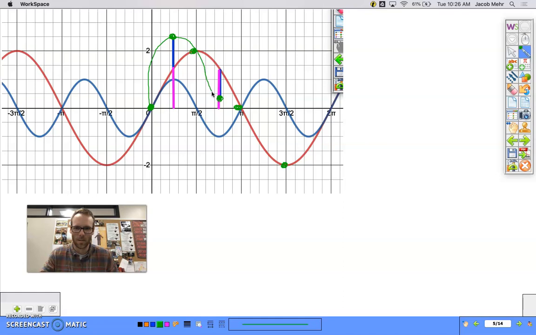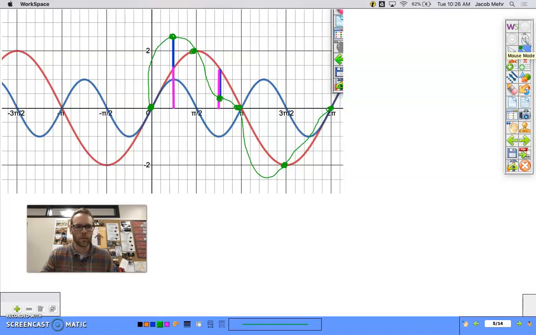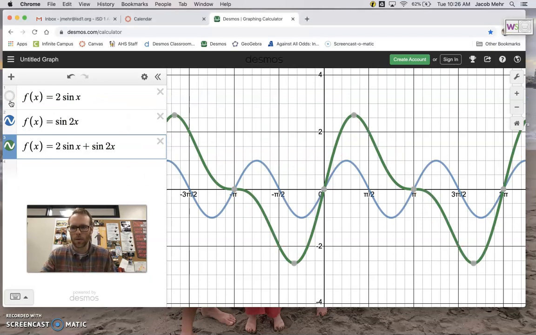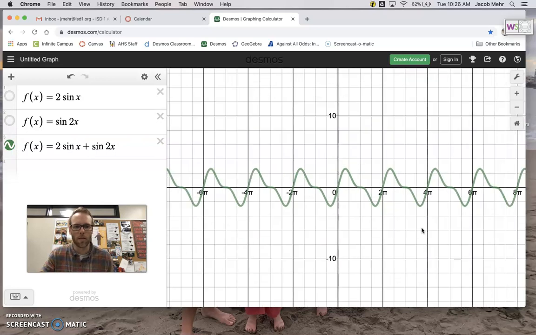This is a little bit of a struggle. It's got to come back to there. There's another point, right? Something kind of like that. There we go. Okay, so let's turn these other two graphs off. We get this really cool looking curve when we add those together.